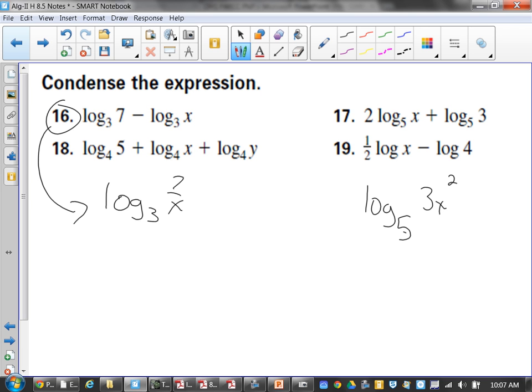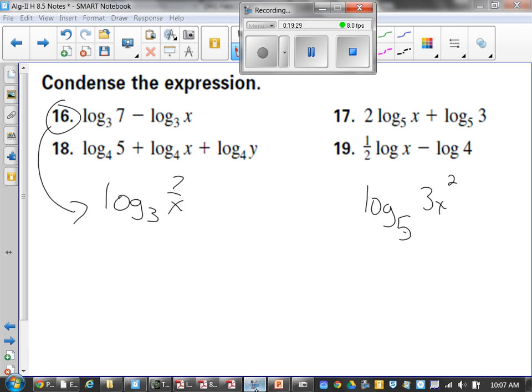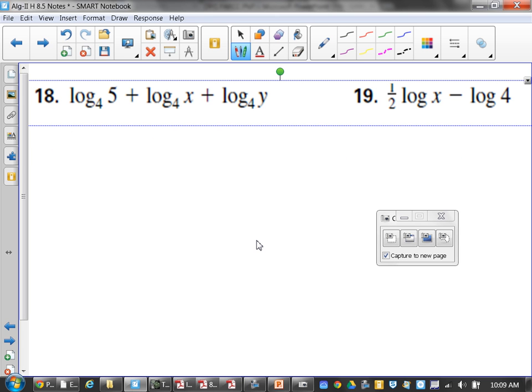All right, do the last 2. Do the last 2, and I might just cut you loose. All right, let's check it real quick. So log base 4 of 5xy. That's the toughest one yet.